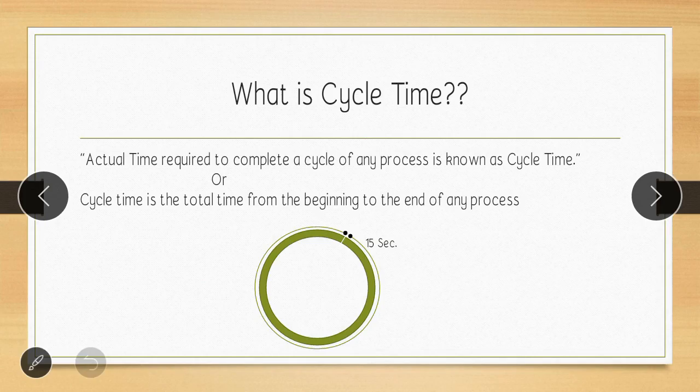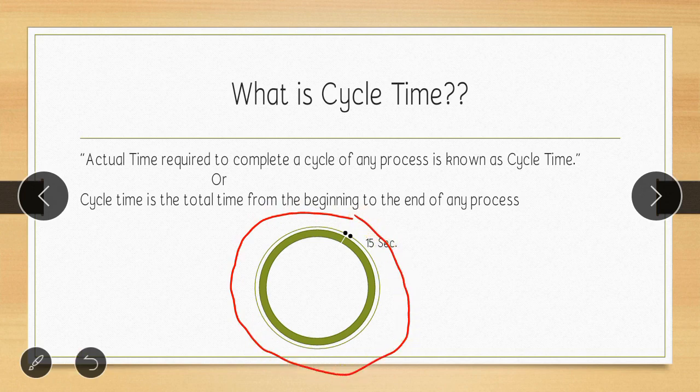Okay, so let's start. Firstly, what is the cycle time? The actual time required to complete a cycle of any process is known as cycle time. It is the actual time. Or we can say cycle time is the total time from the beginning to the end of any process. In this picture you can easily see, if I start from this point, and again reach the point of beginning, it means it is the total time taken by me. So it is the total cycle time of that process. In this picture we can see 15 seconds is the cycle time.